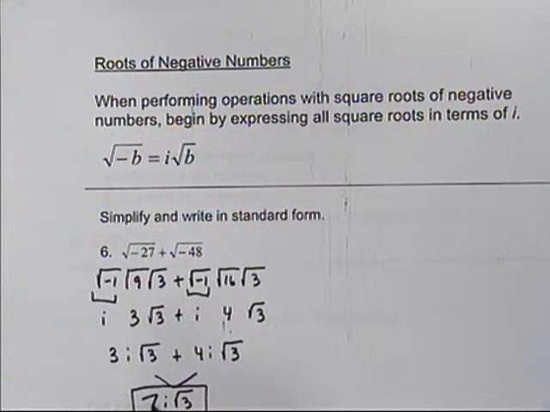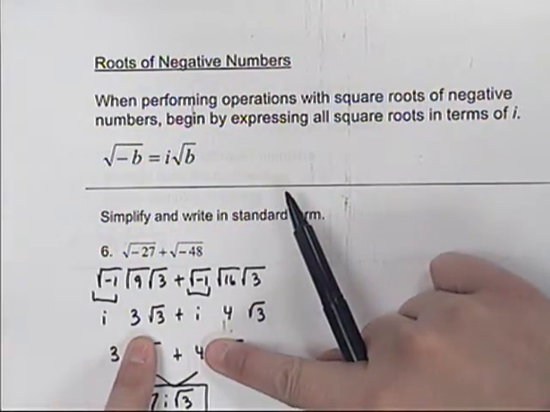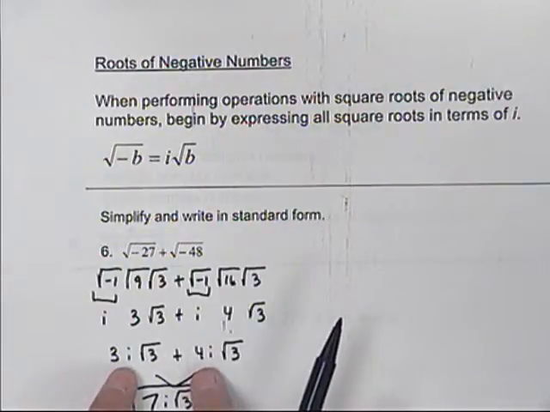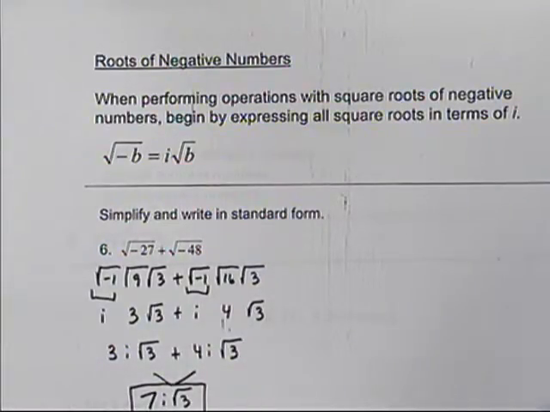Remember, the way that you can tell that something are like terms is that everything after the constant has to match. So everything after the 3 and after the 4 has to match. So i root 3, yep, everything after those first constant terms matches. So they're like terms.